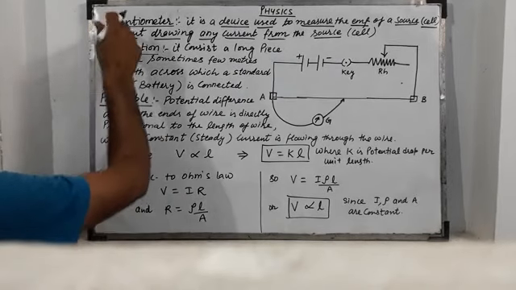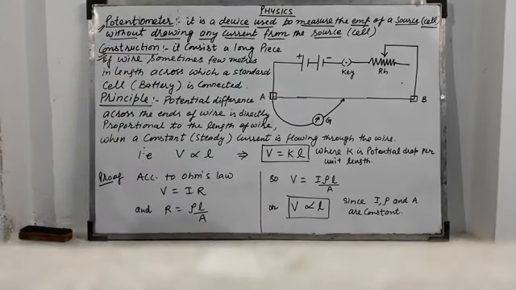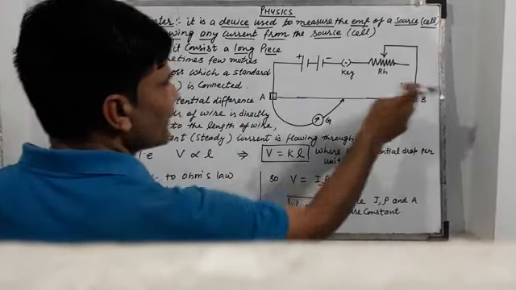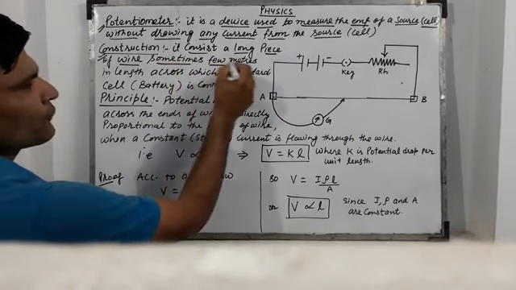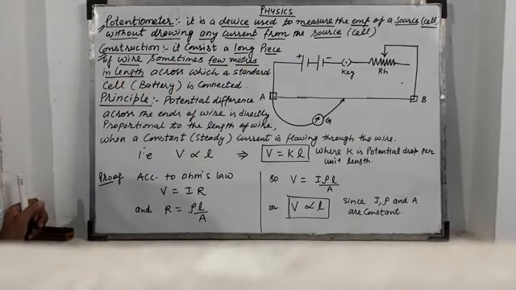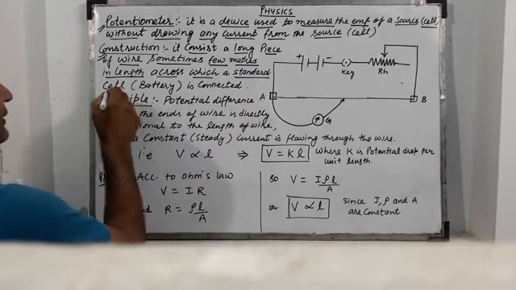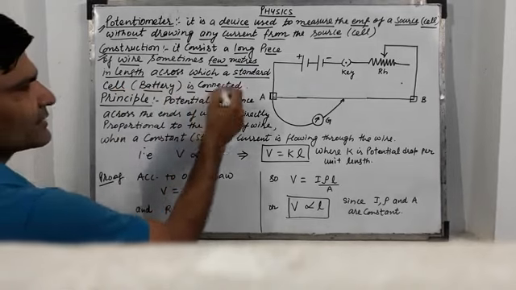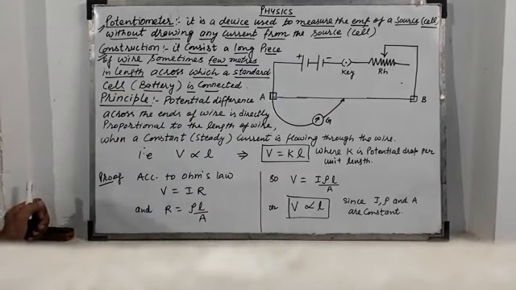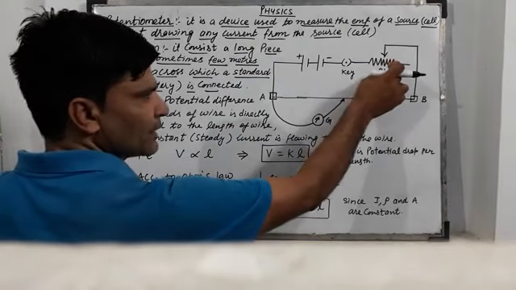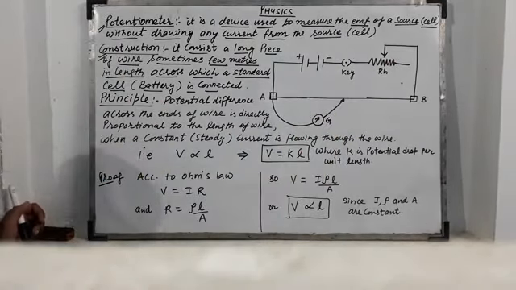The construction of the potentiometer is shown in the diagram. It consists of a long piece of wire from A to B, sometimes a few meters in length. It may be 10 meters or it may be 4 meters, across which a standard cell, meaning a battery, is connected. Now the galvanometer is connected to get the null deflection and the rheostat varies the current in the circuit.